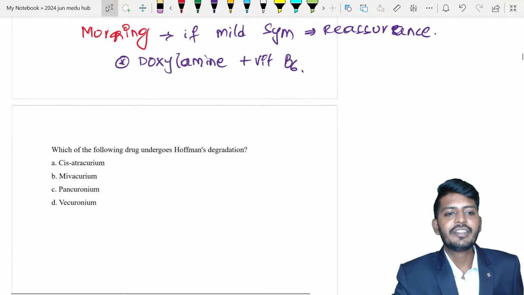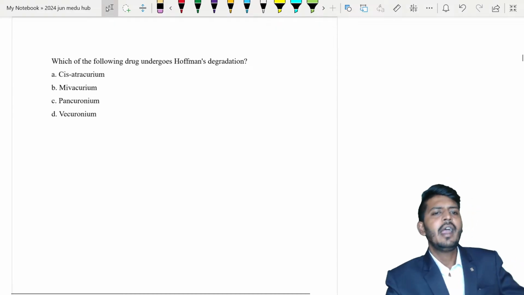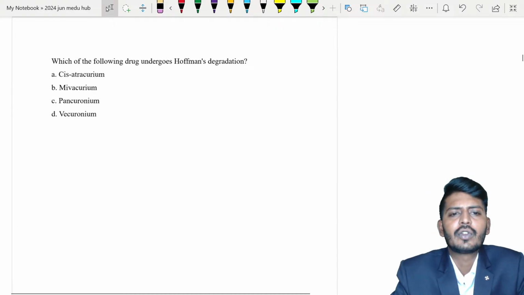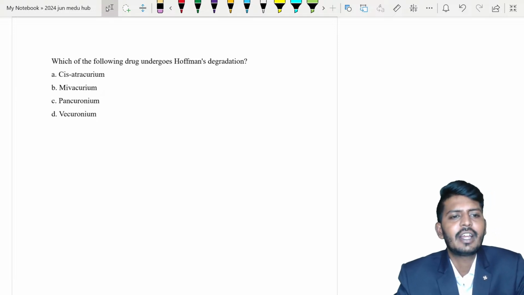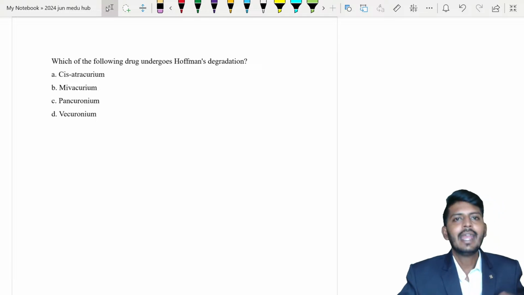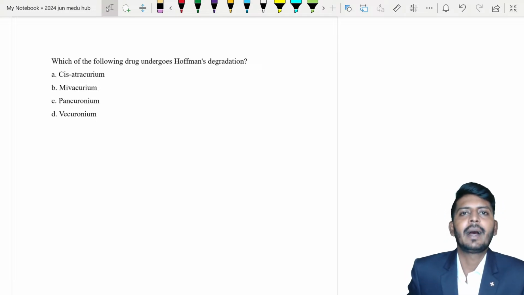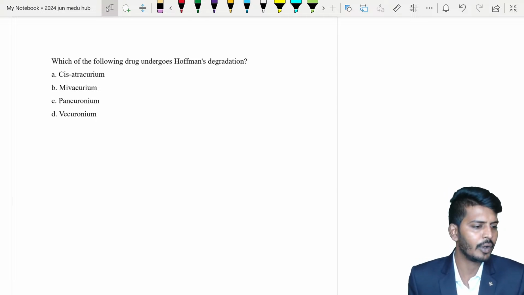ओके, चलिए आगे बढ़ते हैं, लेट्स गो टू द नेक्स्ट क्वेश्चन। ये क्वेश्चन भी बहुत बार पूछा गया है. Which of the following drugs undergoes Hofmann degradation? Options: cisatracurium, mivacurium, pancuronium and vecuronium. Yes, I am covering all the PYQs from the past 2 to 3 years. If a question has repeated, I am taking it once only.